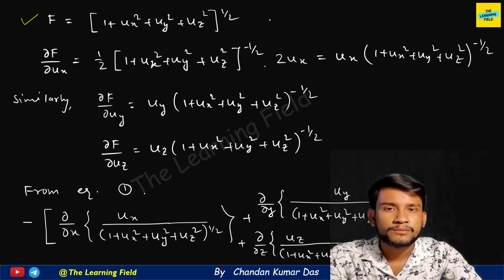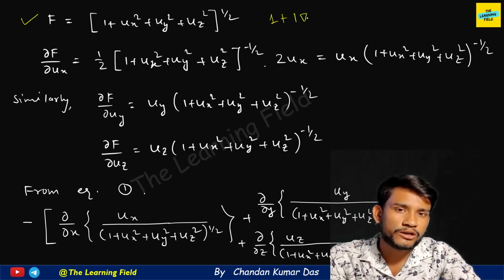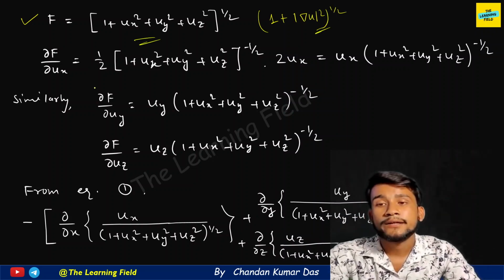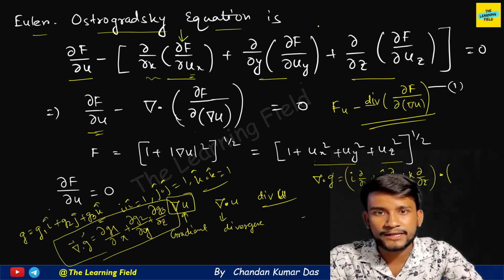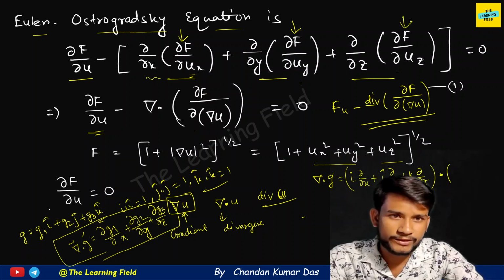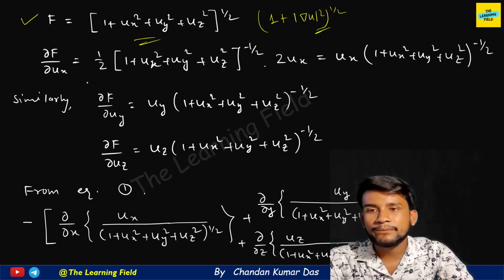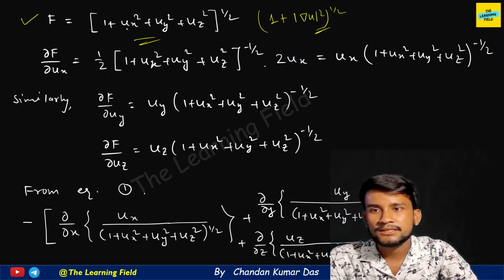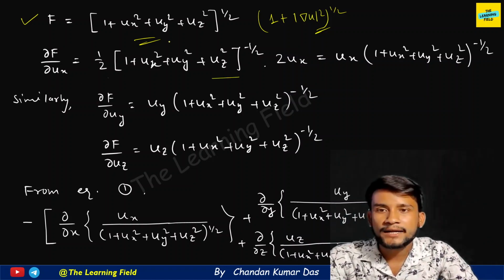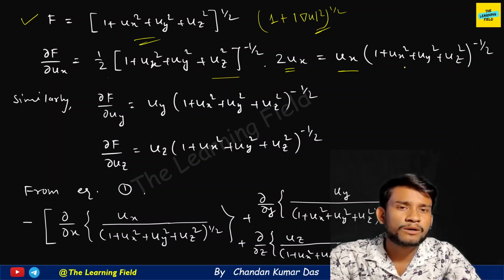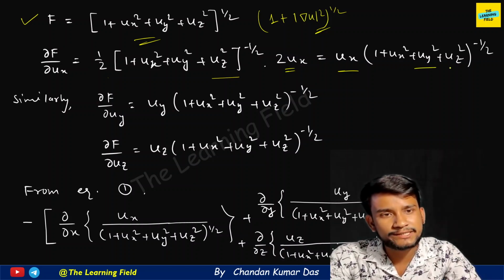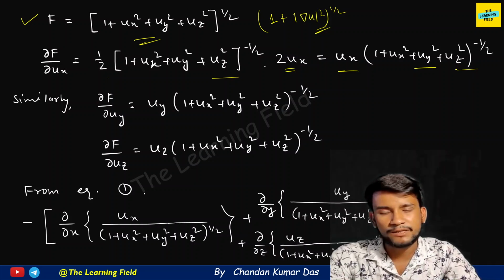If we break the term, f is equal to 1 plus mod grad u whole square, power half. Now we break it, so we get this term. Now the Euler-Ostrogradski equation is this one. Now we calculate these three terms, del f by del ux, del f by del uy and del f by del uz. Now del f by del ux is equal to half into this term, and d by dx of del ux of this one. So this simply gives ux into 1 plus ux square plus uy square plus uz square, power minus half. This is a simple derivative formula.